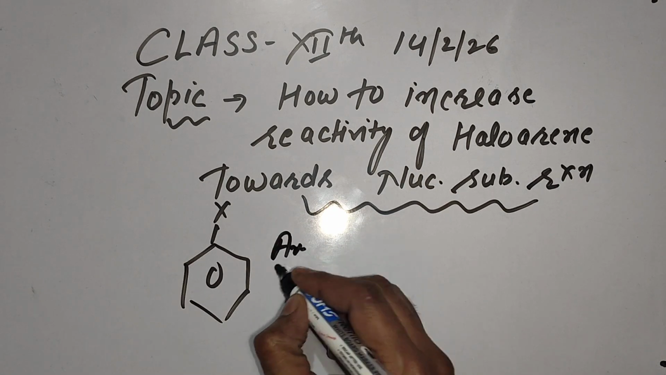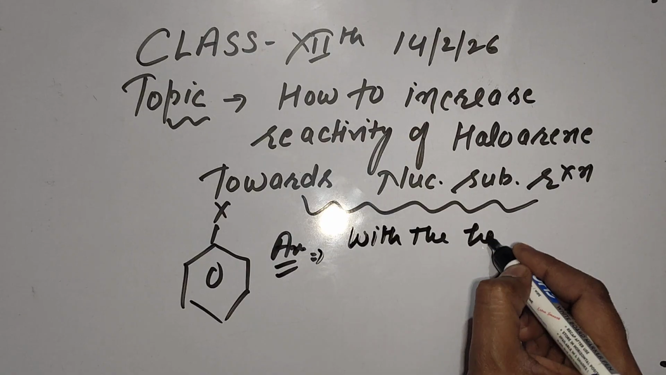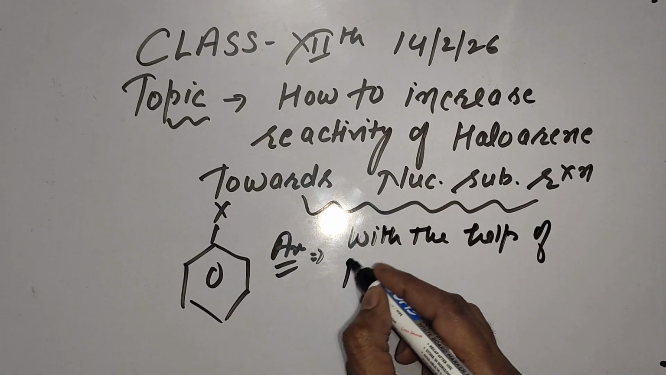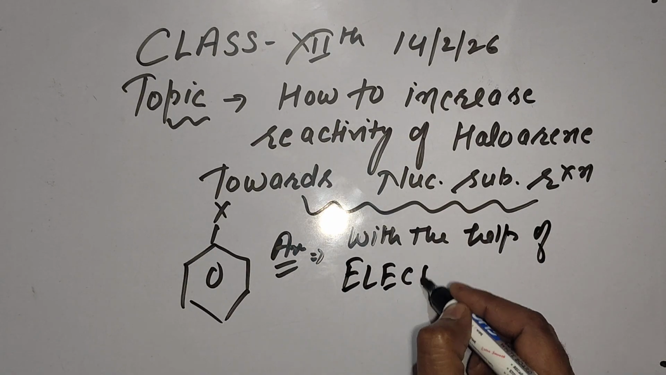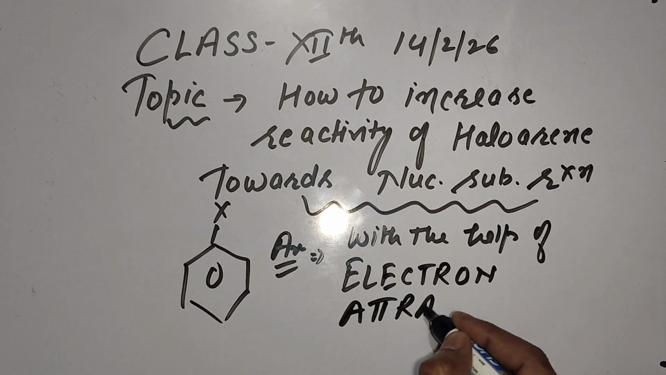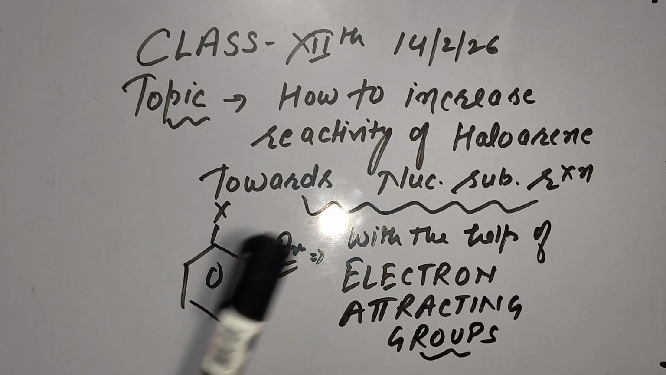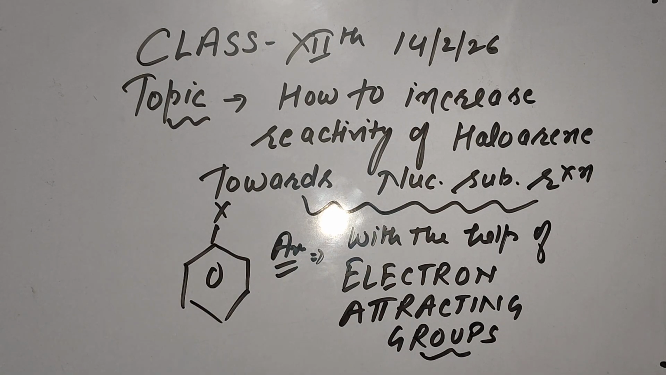The answer is with the help of electron attracting groups. Yes, electron attracting groups can increase haloarenes reactivity toward nucleophilic substitution reaction. Firstly, we should understand what electron attracting groups are.